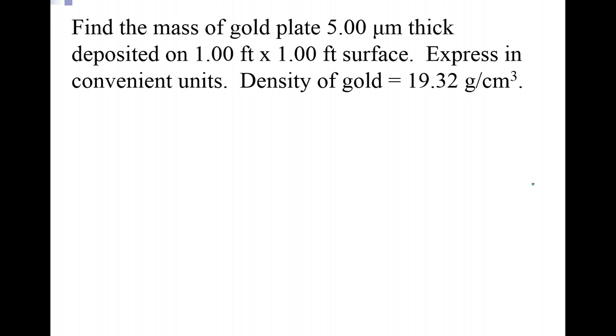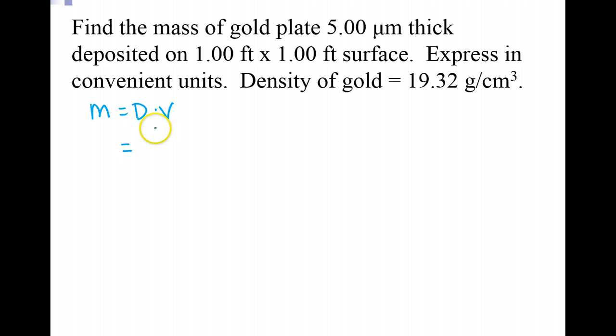Our last example also works with density. It says find the mass of gold plate 5 micrometers thick, deposited on a 1 foot by 1 foot surface. Express in convenient units. The density of gold is 19.32 grams per cubic centimeter. In the last problem, we used density, mass equals density times volume. The complication in this problem is that our units are not in convenient labels to work with throughout this problem.